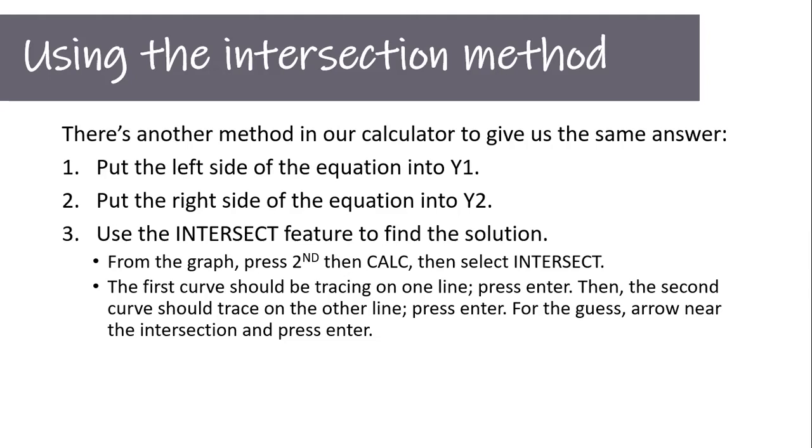And intersect's going to ask a few different questions than zero did. It's going to ask us a first curve and a second curve and a guess. So on the first curve, it should be on one line. It doesn't really matter which one. The second curve, it needs to go to the other line. And before it guesses, you want to be close to it, okay? Somewhere on the screen. It doesn't have to be right on it. You don't have to zoom way in, but somewhere right there on the screen.